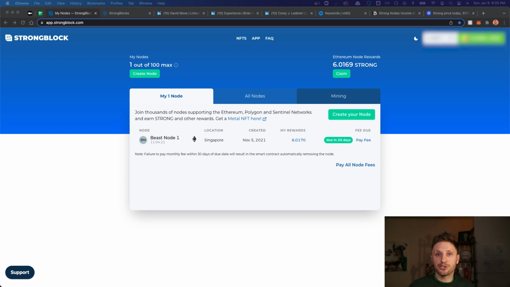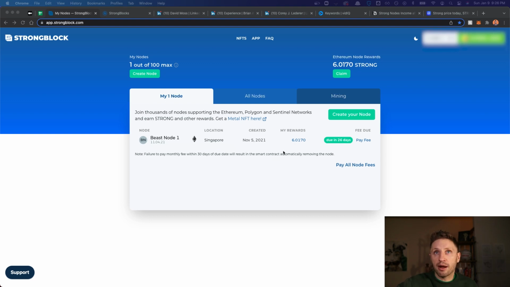Let's take a quick look at the dashboard so you all know what to expect if you log in and try to actually go through this process. Once you create your node, your dashboard looks like this. You can see I created Beast Node 1 on November 5th, 2021. It was November 5th in Singapore; when I did it, it was the 4th of November. In my description of my node, I just put the date. Makes it easier to remember when I actually created it.